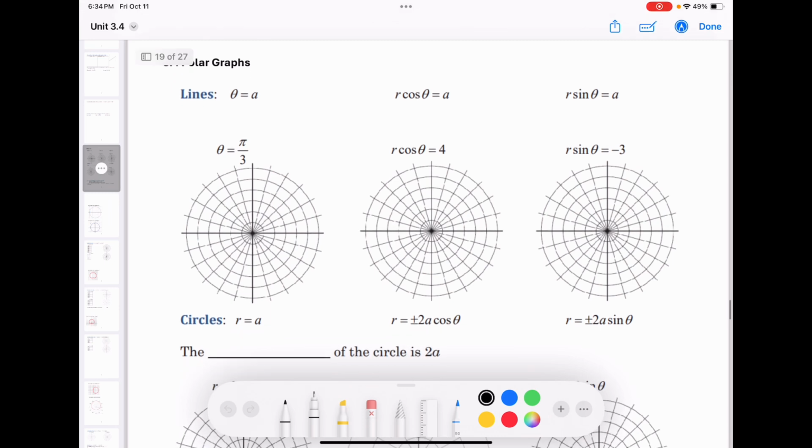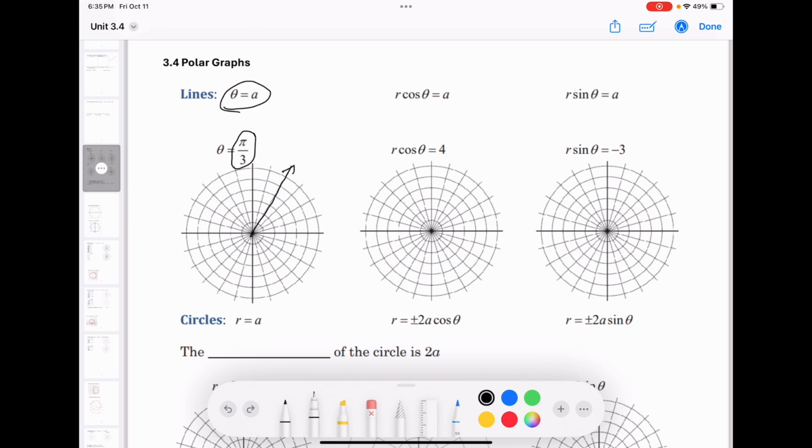Okay, let's see the first one. If I have an equation theta is equal to a, where a is a constant number, for example, theta is equal to pi over 3. We know theta is the angle. That means I need to find the angle which is pi over 3. So from here to here is pi over 3. But I don't know what my radius is.